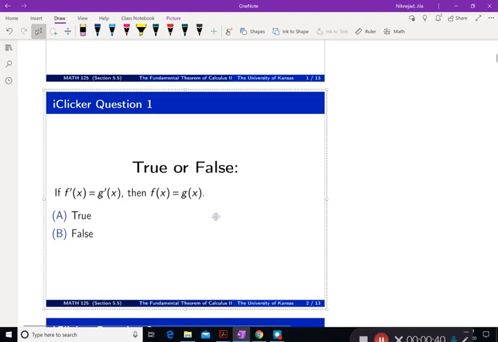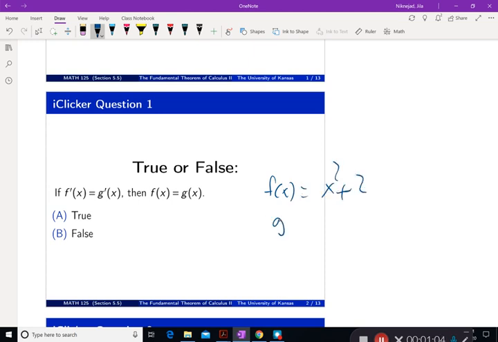So I click on question 1. True or false? If f prime of x equals g prime of x, then f of x is equal to g of x. You pause, and then the answer is, let me give you an example. What if f of x is x squared plus 2 and g of x equals x squared minus 1? F prime of x is going to be 2x, g prime of x is going to be 2x, but f and g are not equal to each other. So this one is false.